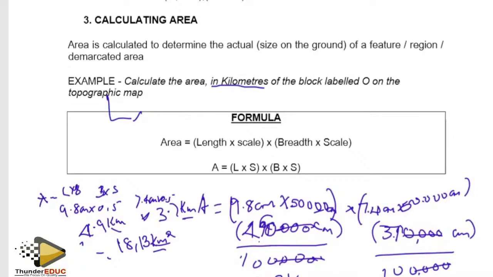It's coming from kilometer times kilometer, kilometer squared. 4.9 times 3.7 gives you this one. That's when you get the final answer. So there will be no way you'll be penalized for that. So please ensure that you put units.